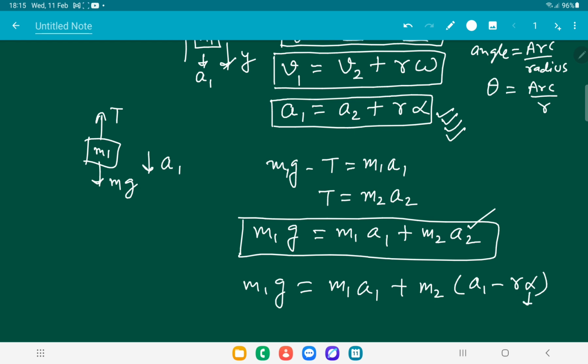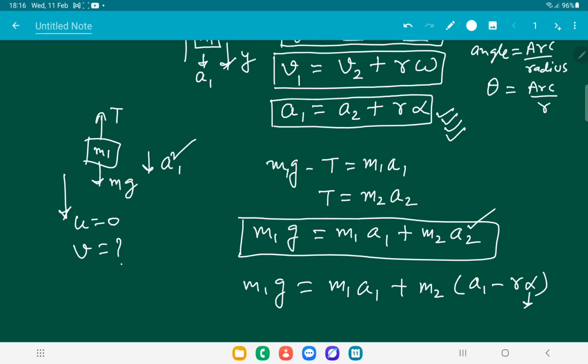So now this alpha term is to be removed from the equation. So we will be getting our answer a1. Once a1 is calculated, our task is done because it is going down. Initially its velocity was 0. Acceleration is known to us. So after falling through a distance y or h, we can find the velocity provided a1 is known.